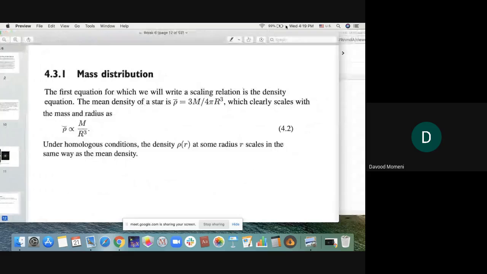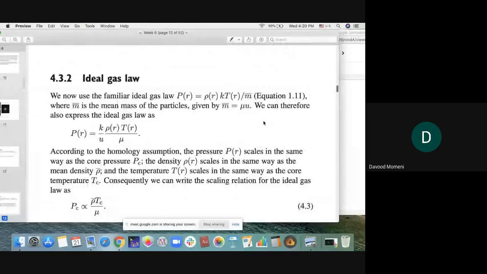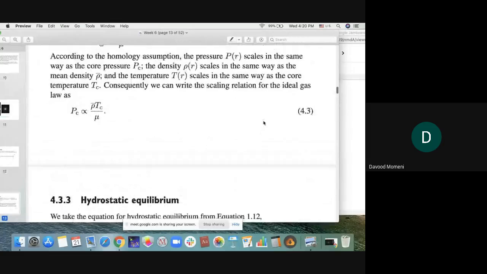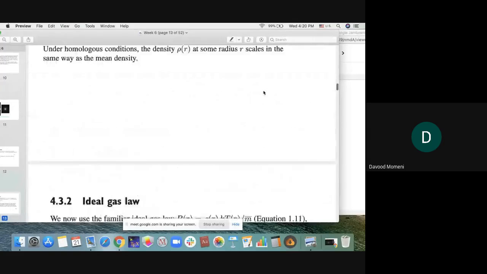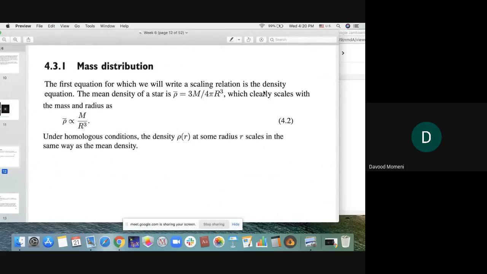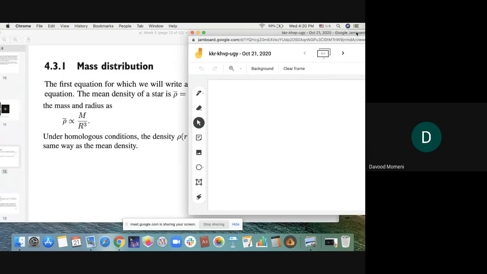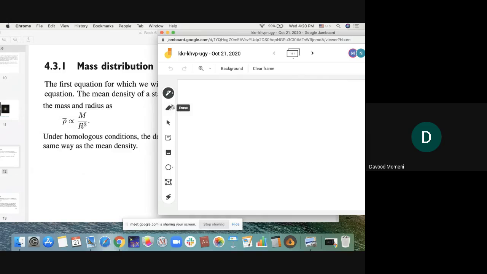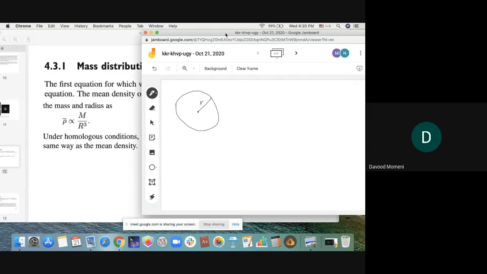The rescaling mechanism was that we try to find equations in the correct units, which only contain the main parameters like the mass and the radius. The first equation we started with is the mass distribution equation. I want to go into a little more detail on these mass equations. You have a star with radius r.